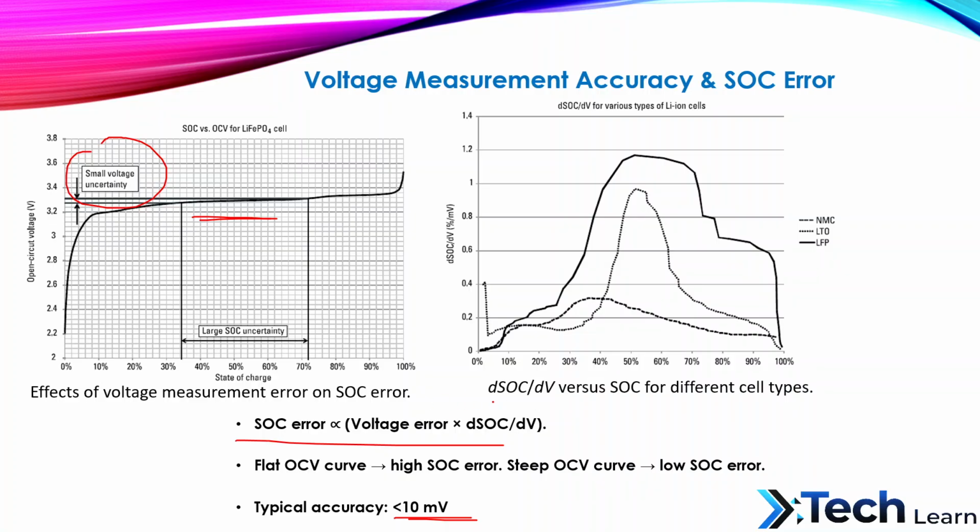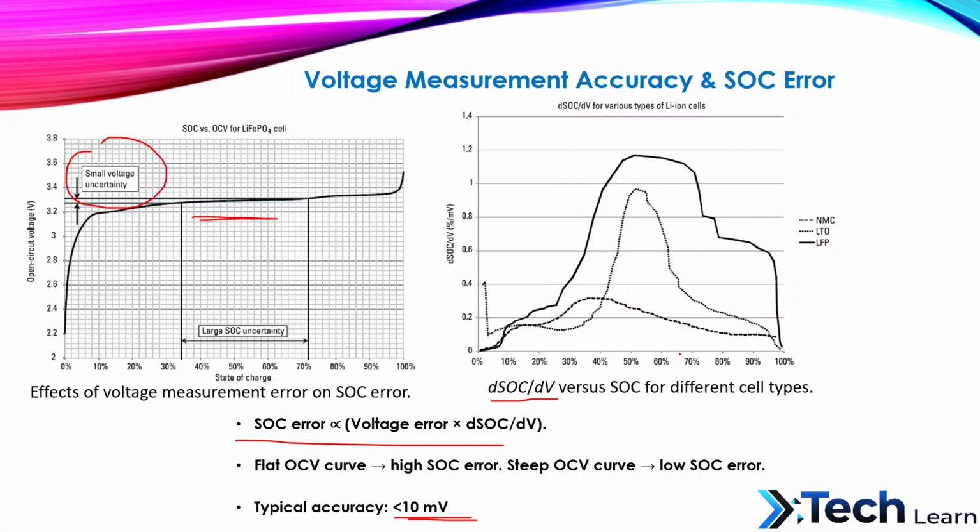Coming to this dSOC/dV versus SOC graph, it shows how the slope changes with SOC and chemistry. We can notice that the slope varies significantly across the SOC range. Some regions are highly sensitive to voltage errors. Therefore, voltage measurement accuracy must be tailored to the battery chemistry.